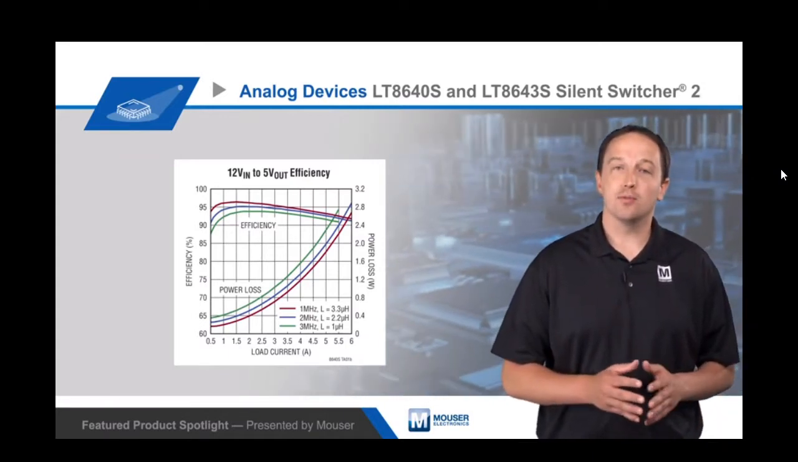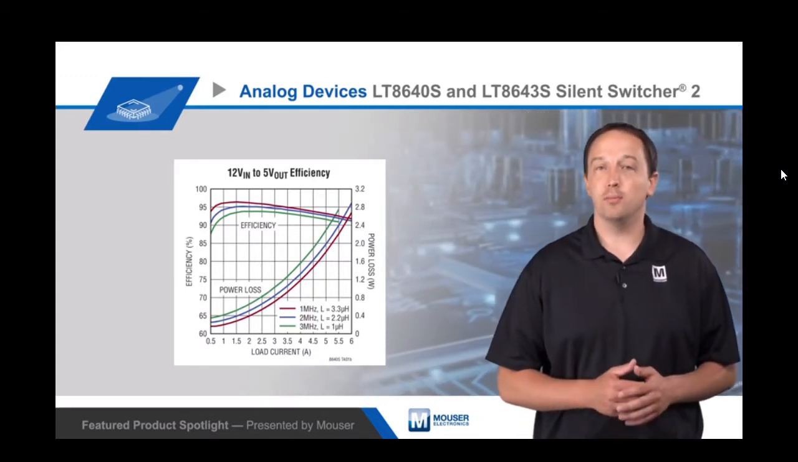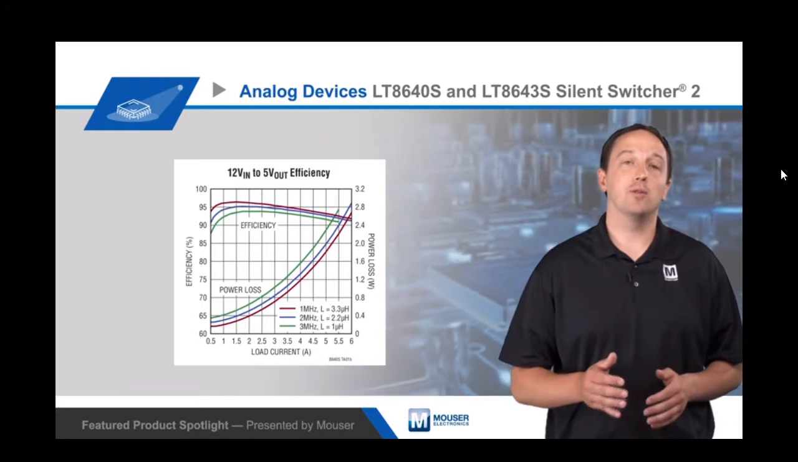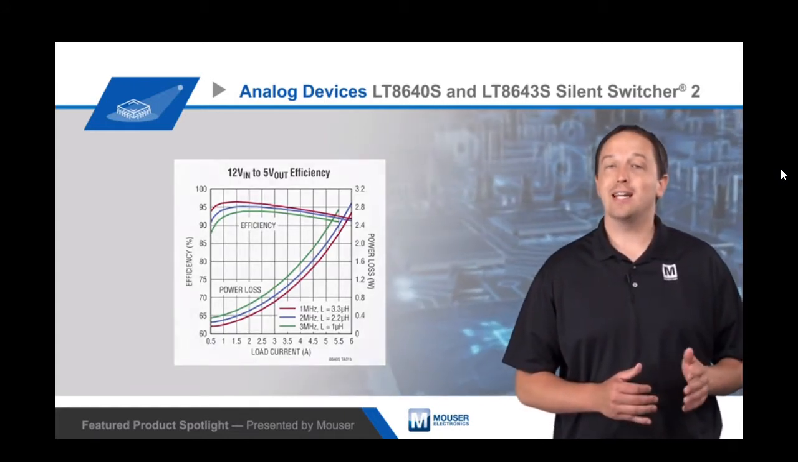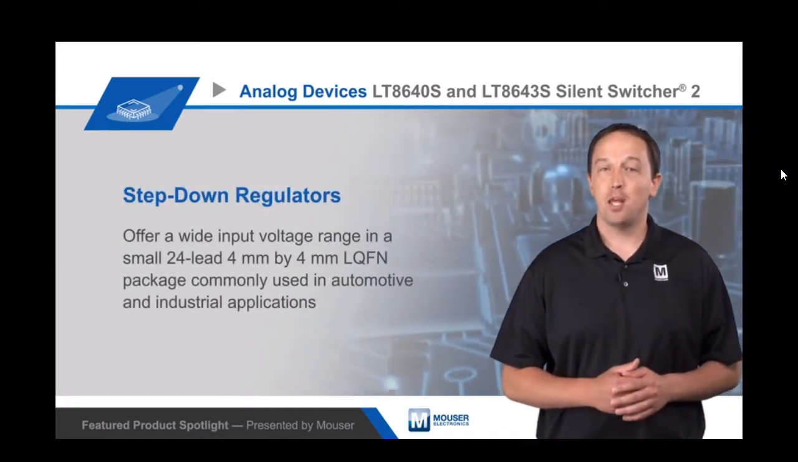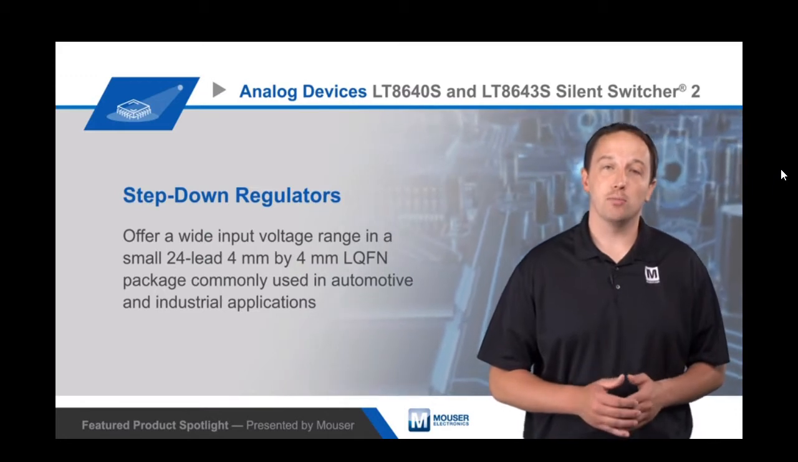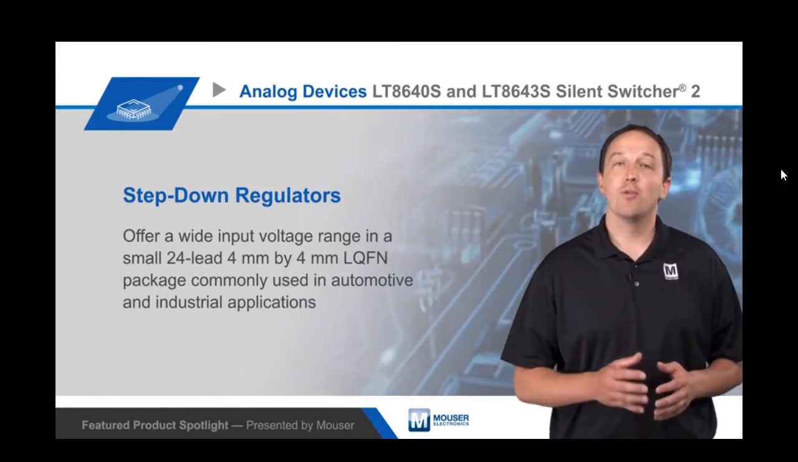The LT8640S and LT8643S operate from a 3.4 to 42 volt input and can output up to 6 amps continuously and up to 7 amps peak. They also can operate at a duty cycle up to 99%, which allows for a 100 millivolt dropout at 1 amp output. A forced continuous mode improves transient response, while the LT8643S also uses external compensation for improved transient response and current sharing.